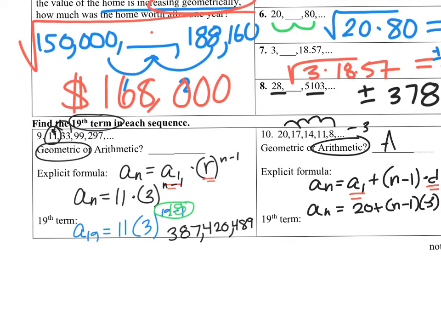To find the 19th term, a sub 19, you're going to plug in 19 for n: 20 plus 19 minus 1 times negative 3. You can plug that right into your calculator and you get negative 34. So the 19th term is negative 34.